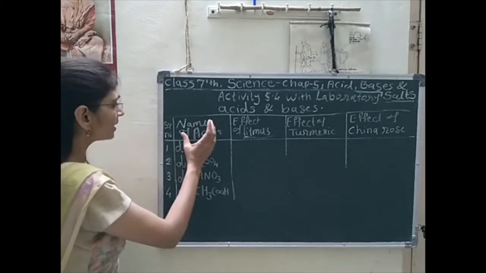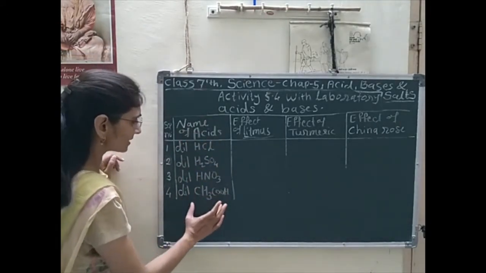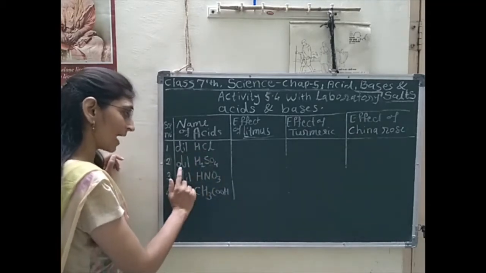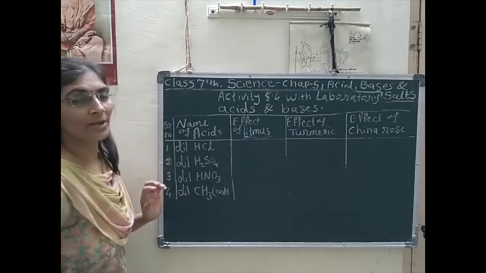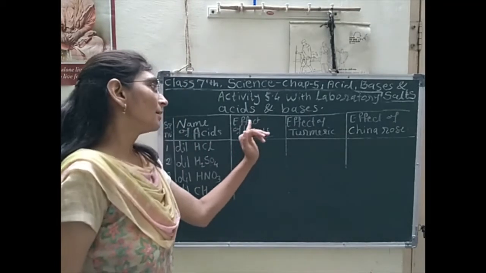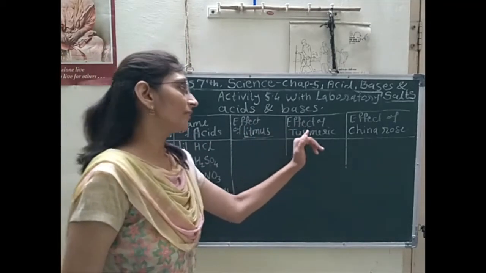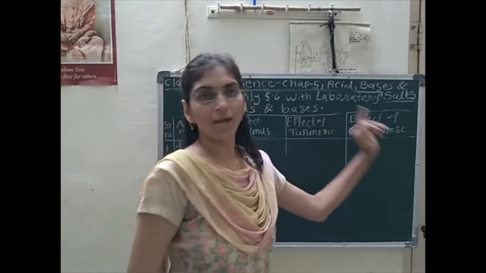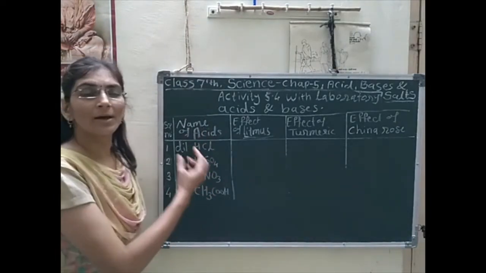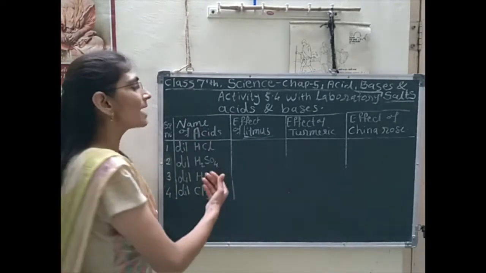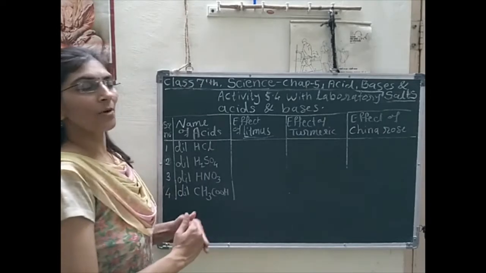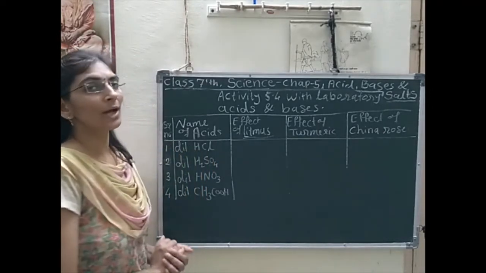So I have written the names of all the acids in diluted form, specially dilute hydrochloric acid, dilute sulfuric acid, like that. And in the next columns I have written effect of litmus indicator, effect of turmeric indicator, effect of China rose indicator, as in our textbook. So we have to take all the acids one by one and react them with all three indicators. First of all I will take the dilute hydrochloric acid.